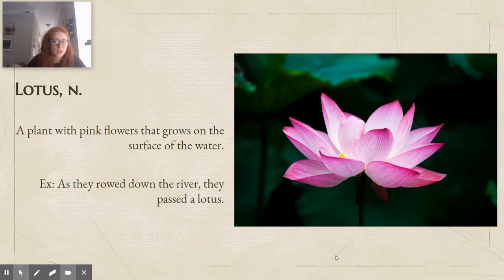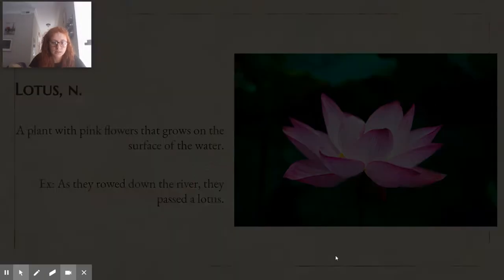All right, lotus. Lotus is a noun, and a lotus is a plant with pink flowers that grows on the surface of the water. As they rode down the river, they passed a lotus.